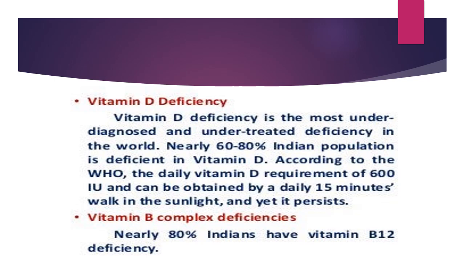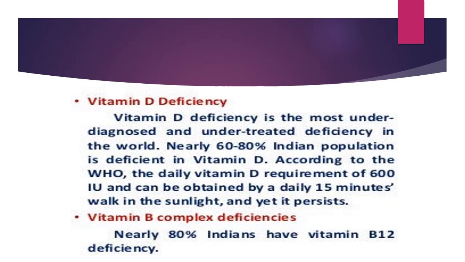According to the WHO, the daily vitamin D requirement of about 600 units can be obtained by a daily 15-minute walk in the sunlight, and yet deficiency persists. Vitamin D is not something we have to get only from food; we can get it from morning sunlight. If you walk for 15 minutes you will get vitamin D, but that is also not happening. Because of that, vitamin D deficiency still persists.